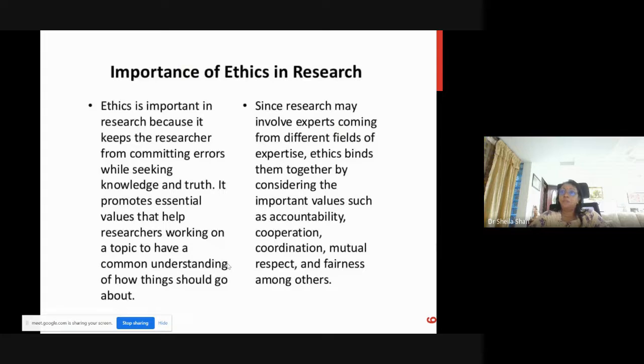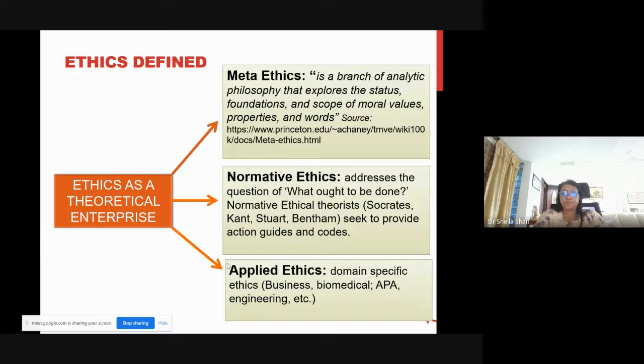Or a student. If you are doing research with students, you also need to give them privacy. They need time to rest. They need time to eat. So all these are considered as being fair. Values: you must give cooperation, you must do coordination, you must give mutual respect. All these are very important in research.